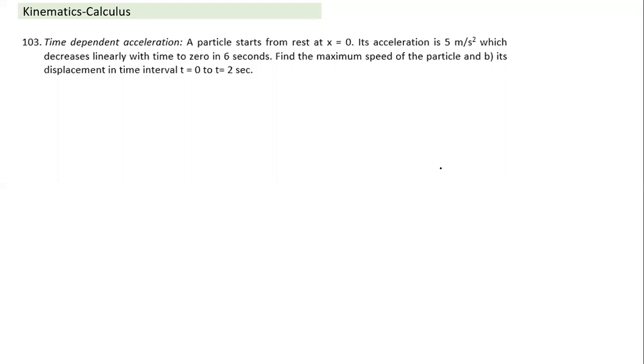Akul, let's look at that. So you are okay with integration and differentiation, Akul? Yes. Okay. So what is given? Acceleration is 5 meters per second square. What does this mean? This is the initial value of acceleration, which decreases linearly with time to 0 in 6 seconds. What does it mean? A relationship between acceleration and time is given. Can you convert this into the form of an equation, Akul?